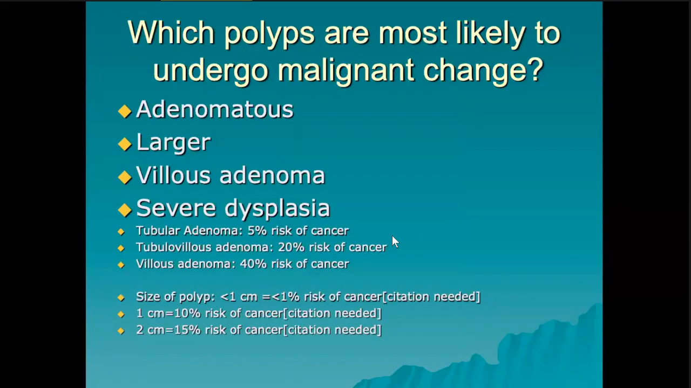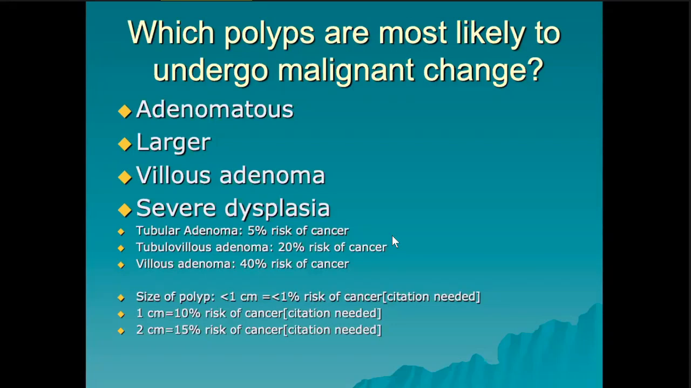Now, what are the polyps that are most likely to undergo malignant change? Adenomatous polyps. I told you even with hyperplastic polyps, if you have large numbers, there's a small risk, but it is generally adenomatous polyps that undergo malignant change. The bigger the polyp, the larger the risk of malignant change. And histologically, if they are villous adenomas, as I told you before, the chance that they will turn malignant is greater.